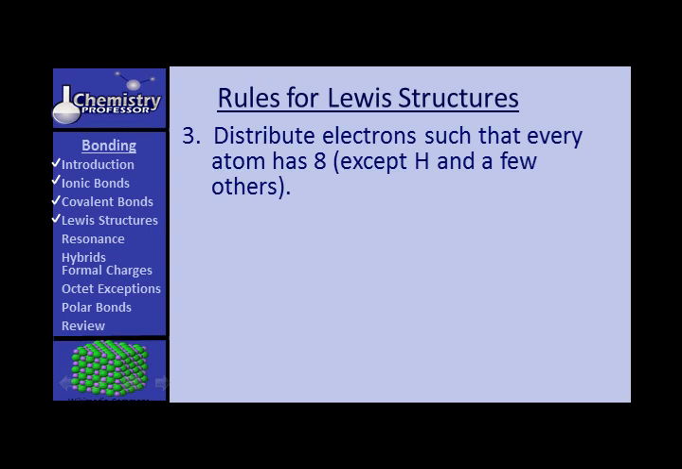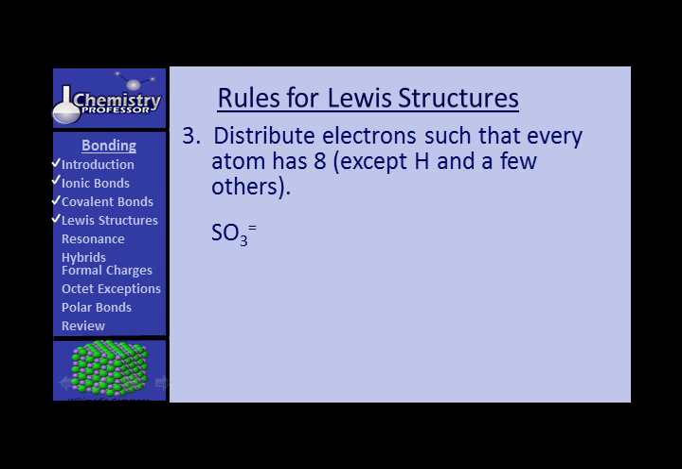Now, folks, we're just starting in this business of drawing Lewis structures, so we're going to use the octet concept right now, but understand that's going to expand as we go on, except hydrogen and a few others. Hydrogen, remember, can only have 2.